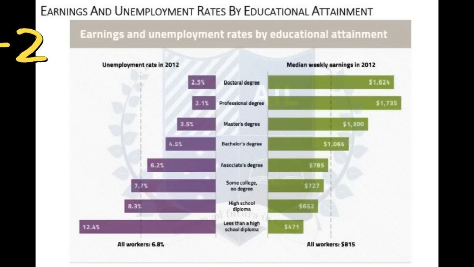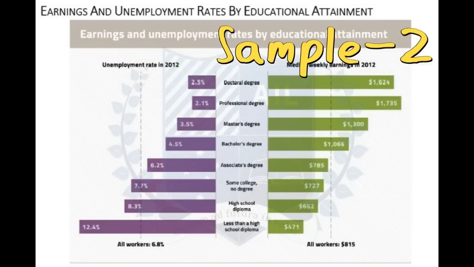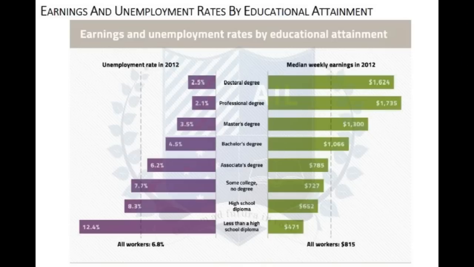The graph here shows a comparison of earnings and unemployment for people with different educational degrees in 2012. Interestingly, people with less than a high school diploma had the highest rate of unemployment at 12.4%, while the earning for them was at the minimal at 471. And the average unemployment rate was 6.8%, while the average earning for people with different professional degrees was $815, with doctoral degree, professional degree, master's and bachelor's degree at the highest rate of earning.